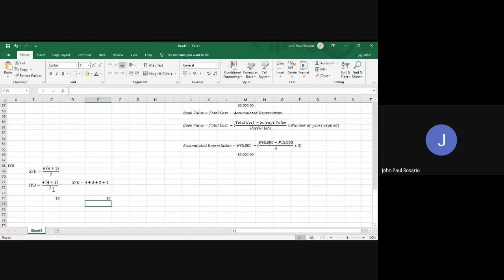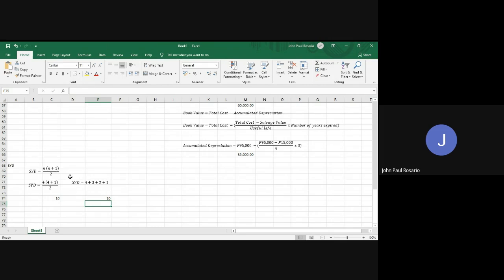Because what if the life of your asset is 50 years? Would you add all the digits of the years manually? That would be so tiresome, and it will be so cumbersome on your part. So with that, we will be using this formula.